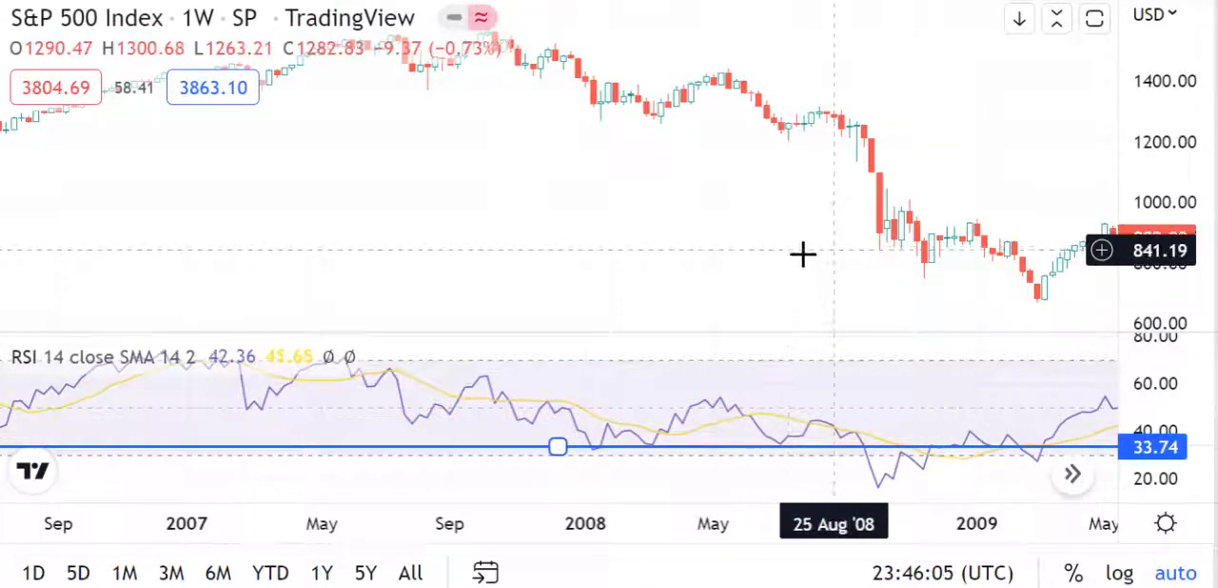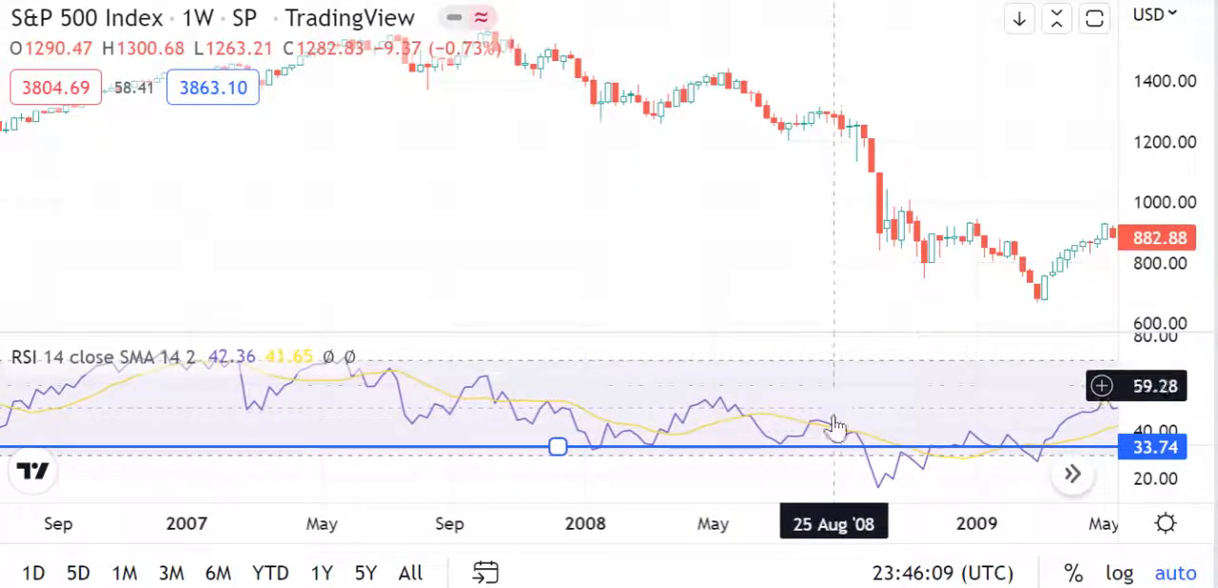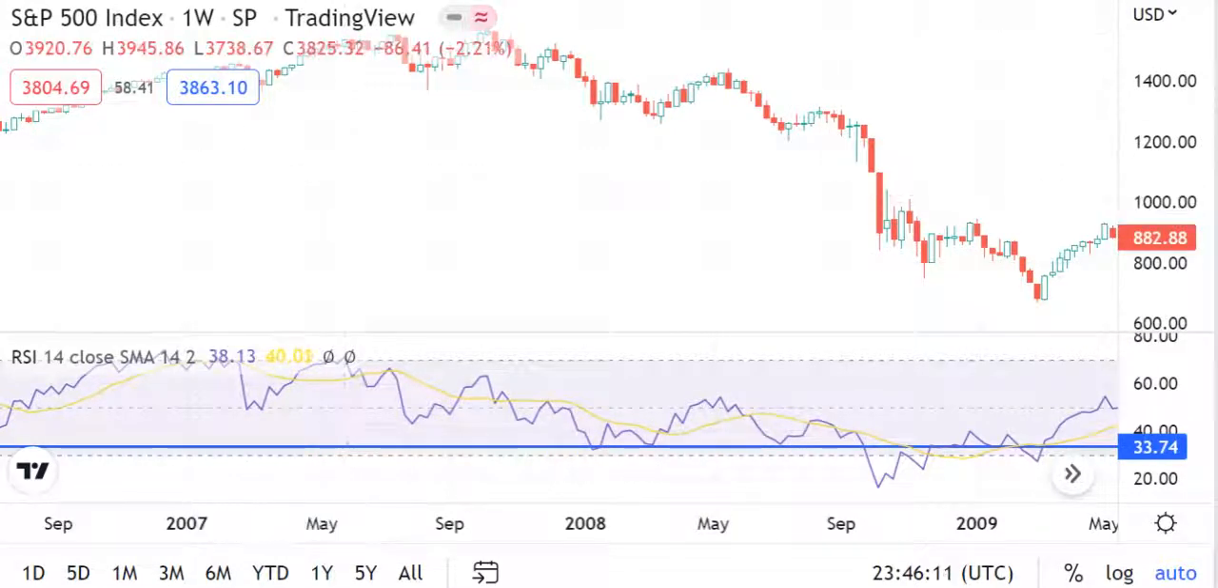And here, in the prelude to the crash, down in the 30 to 40 range.